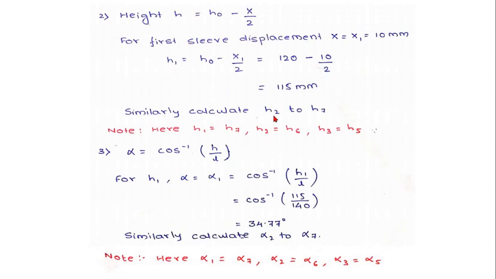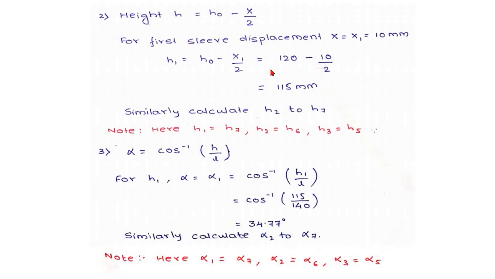Similarly, calculate the values of h2 to h7. Here is one hint to save your calculations. h1 will be equal to h7, h2 will be equal to h6, and h3 will be equal to h5, because x1 is equal to x7, x2 is equal to x6, and x3 is equal to x5. So you only need to calculate the values of h1, h2, h3, and h4, because h5 will be equal to h3, h6 will be equal to h2, and h7 will be equal to h1. You can show that in your journal that way.